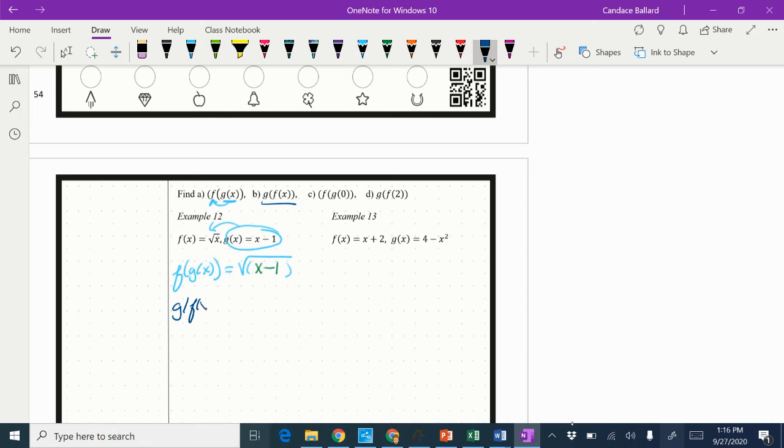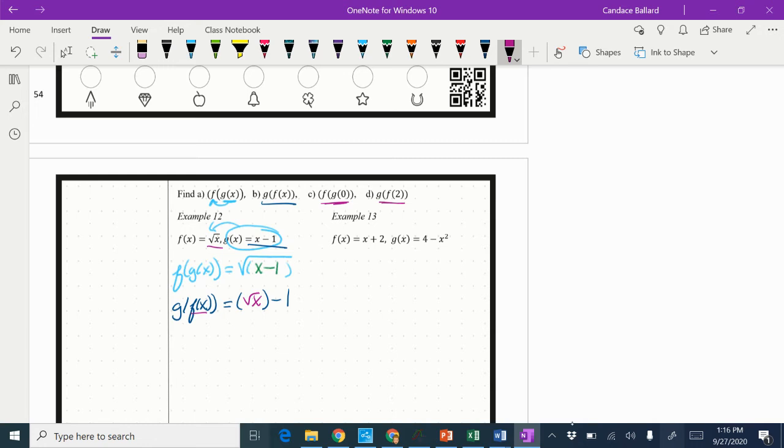g of f of x. Okay, so I'm going to write my g function, which is this, with parentheses for the x. And then I'm going to substitute in my f function, which is just square root of x. And again, I probably don't need to simplify that in any way.